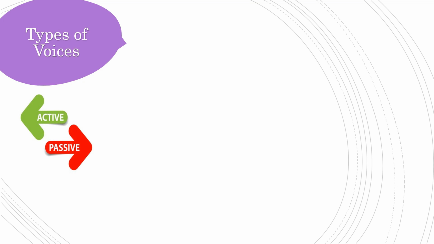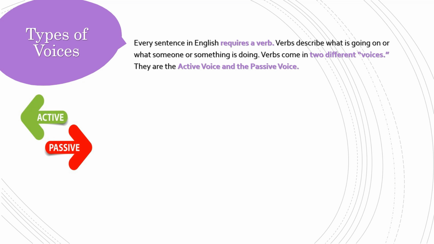Types of voices. Every sentence in English requires a verb. Verbs describe what is going on, or what someone or something is doing. Verbs come in two different voices. They are the active voice and the passive voice.